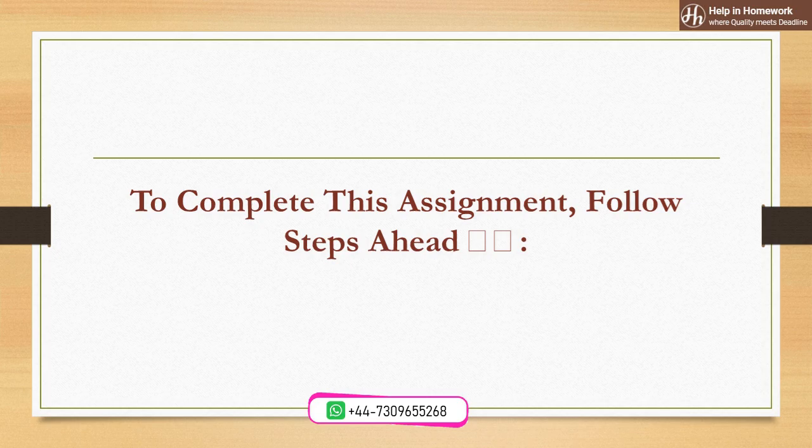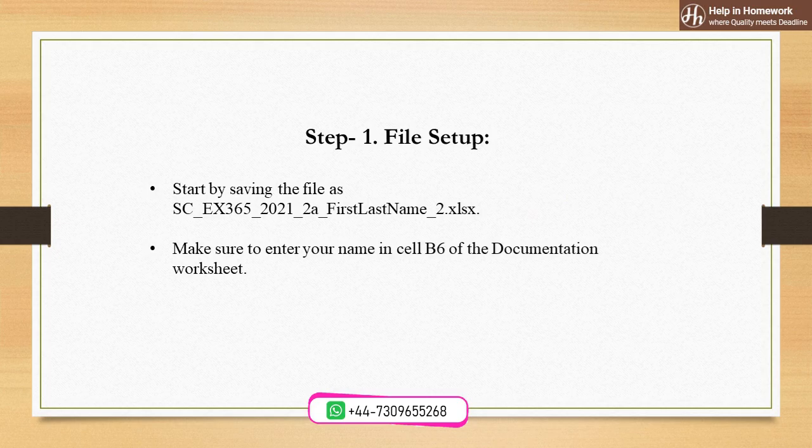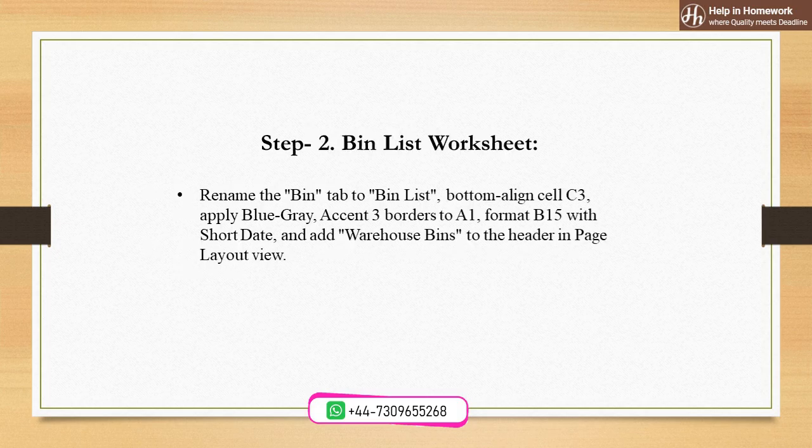Step 1. File Setup. Start by saving the file. Make sure to enter your name in cell B6 of the Documentation worksheet. Step 2. Bin List Worksheet. Rename the Bin tab to Bin List, bottom align cell C3. Apply Blue-Gray, Accent 3 borders to A1, format B15 with short date, and add Warehouse Bins to the header in Page Layout view.